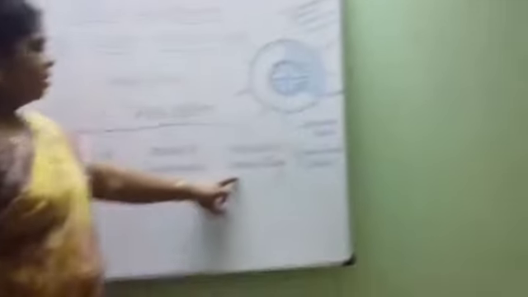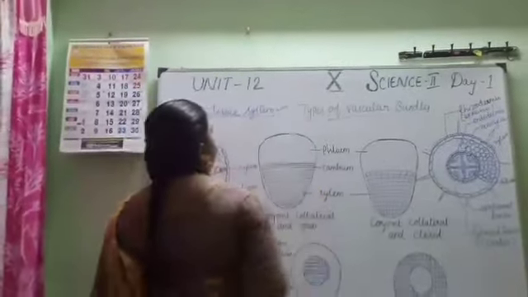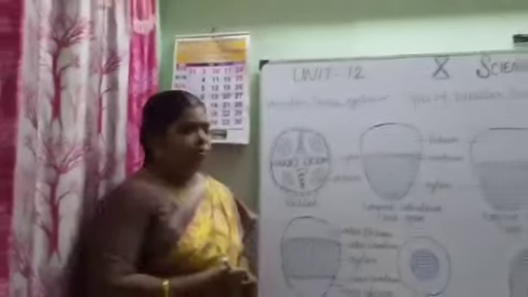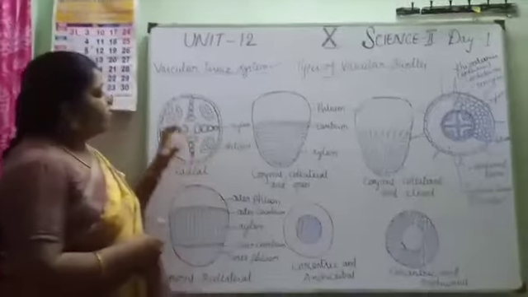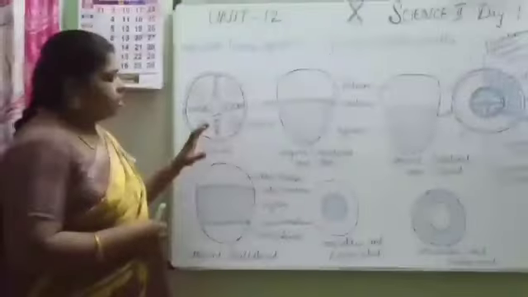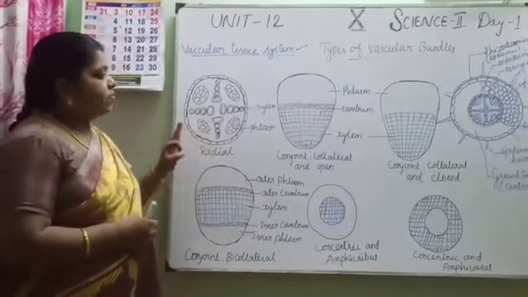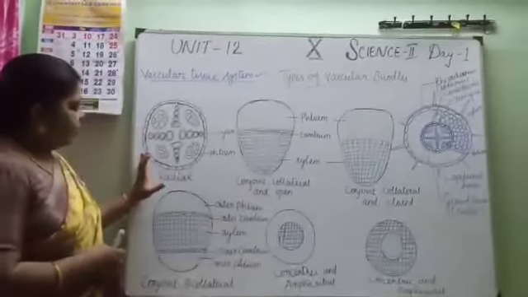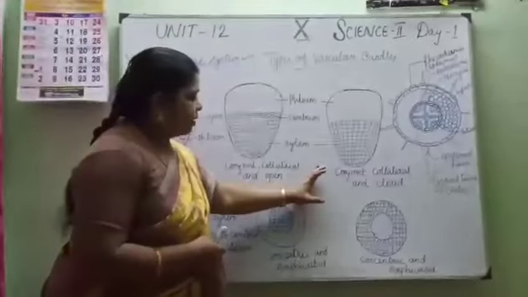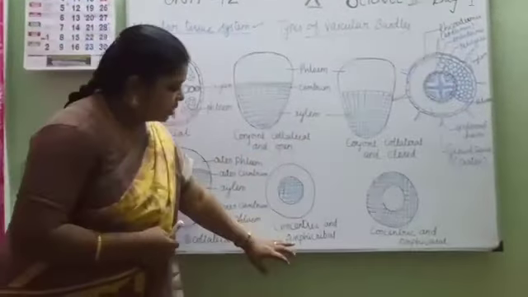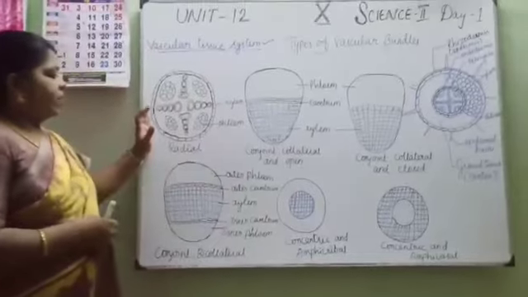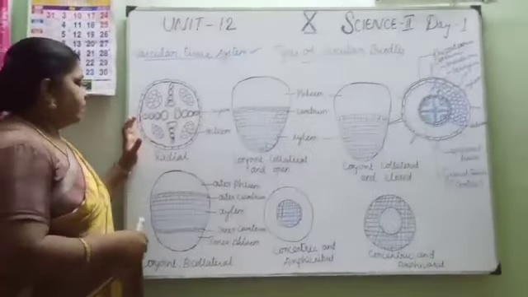Next, vascular or conducting tissue system. Vascular tissue system consists of xylem and phloem. They are present in the form of bundles called vascular bundles. There are three different types of vascular bundles: radial vascular bundle, conjoined vascular bundle and concentric vascular bundle. So first one, radial bundles.